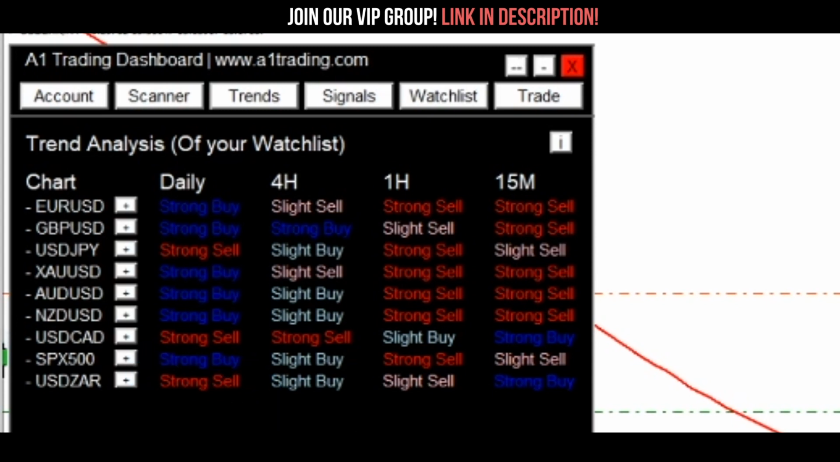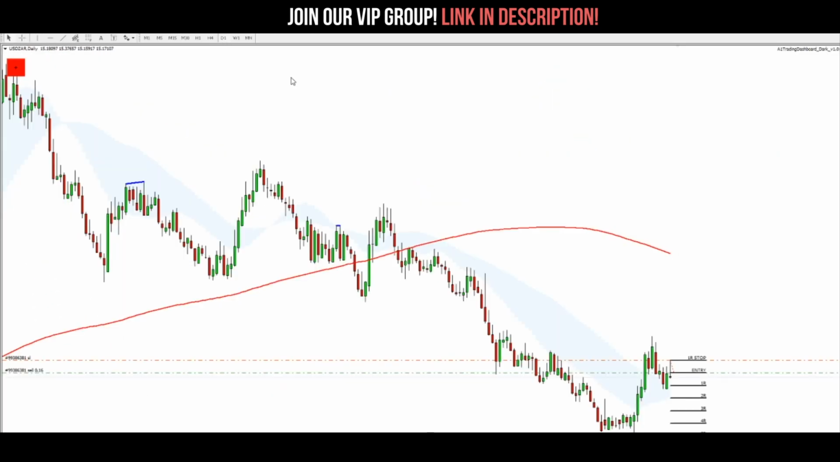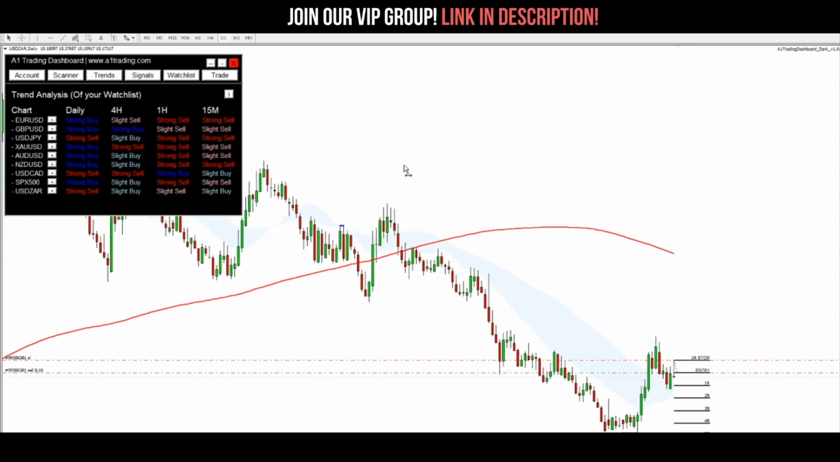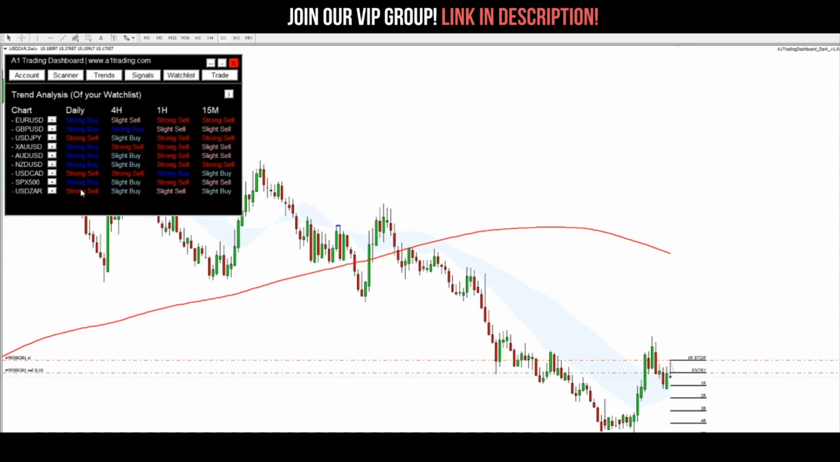We can take a look at that, just minimize this for a moment. Take a look at that daily chart and you can see we are in fact in an overall downtrend. A lot of bearishness on this pair throughout a lot of 2020 and much of 2021 as well. So again, strong sell on that daily chart, and then for the most part, kind of mixed on the 4-hour, 1-hour, and 15-minute chart.